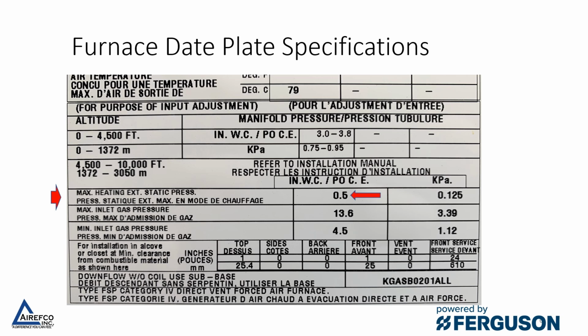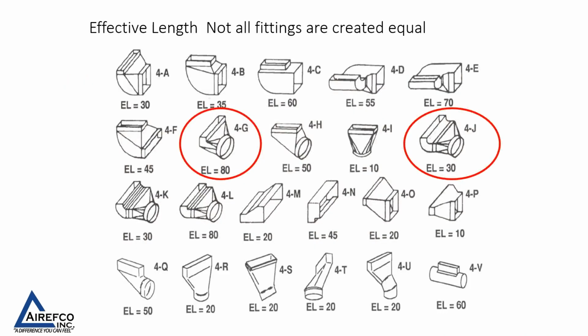Let's look at some things that you can do. One of the things that most technicians or installers overlook are the fittings that you use in your ductwork. The next two examples are pages out of the Manual D that show the different fittings that can be used and what their equivalent length is. Equivalent length is a real killer on ductwork.